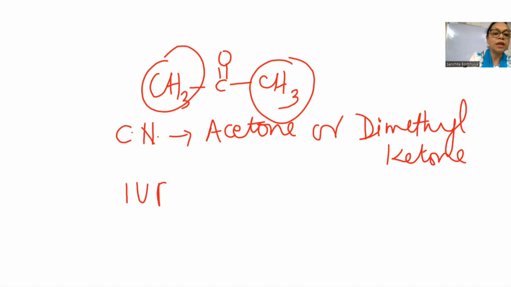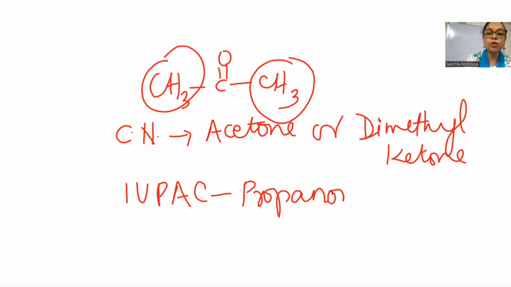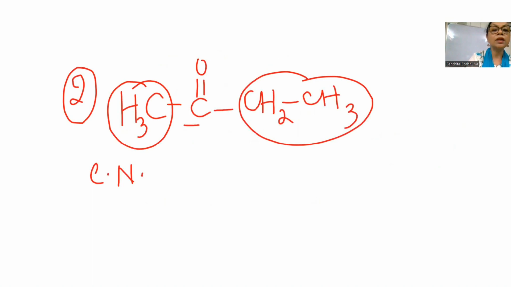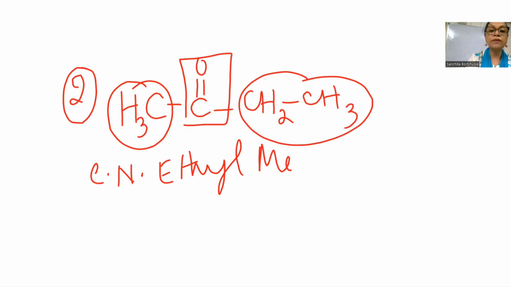And the IUPAC name deals with 3 carbons, so this is derived from propane. The E is replaced with ONE, so it's propanone, the first member of the ketone series. Going to the next one, we would not deal much on it because it is very understandable and easy. The common name of this compound is ethyl methyl ketone. You have to write it in alphabetical order, so we have the ethyl, methyl, and the ketone.